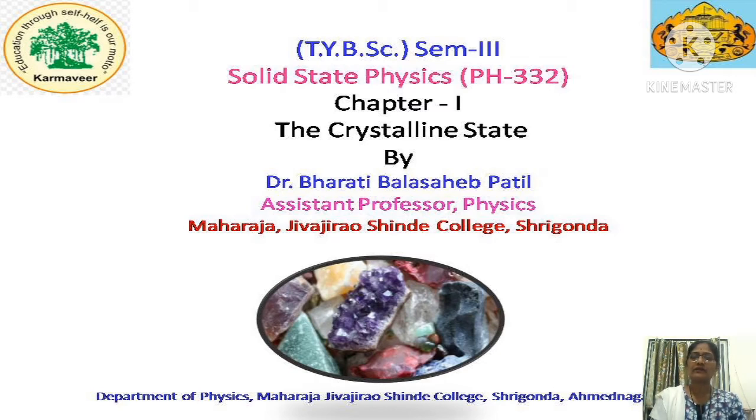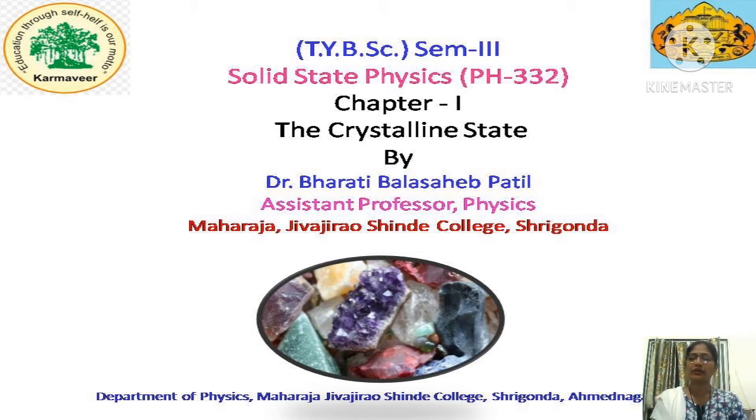We have started our syllabus related to solid state physics for our TYBSc class, and in that we have started chapter number 1, the crystalline state. While learning this chapter, we have to cover a few points related to some crystal structures such as NaCl, that is sodium chloride crystal structure, ZnS crystal structure, diamond crystal structure, hexagonal fluorspar and cesium chloride crystal structure. One by one we will see what these are.